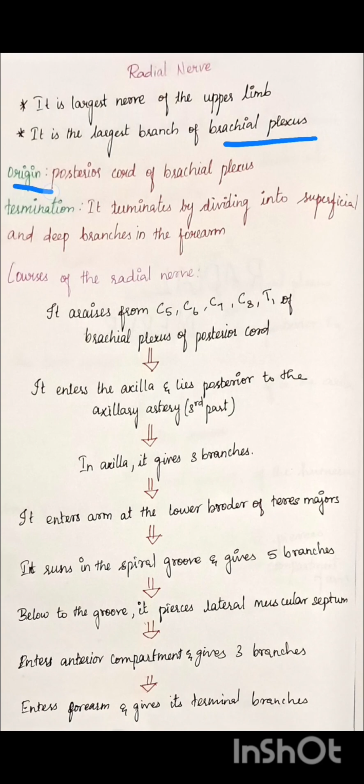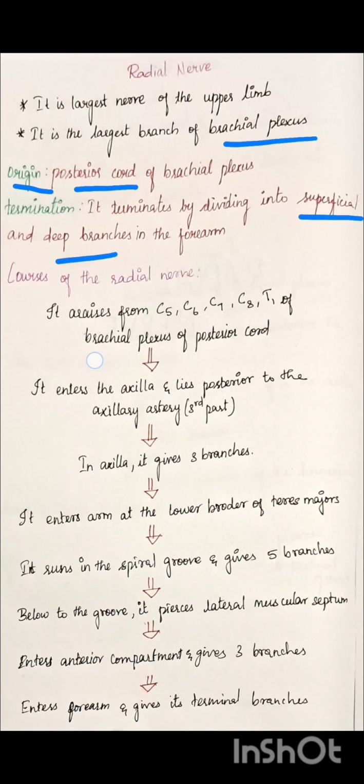See the origin. The brachial plexus has three cords in it: lateral, posterior, and medial cord. The radial nerve arises from the posterior cord of the brachial plexus. Coming to the termination, it terminates by dividing into superficial and deep branches in the forearm. Now we can see the course of the radial nerve, how it arises, where all it goes and supplies various muscles, and how it terminates.